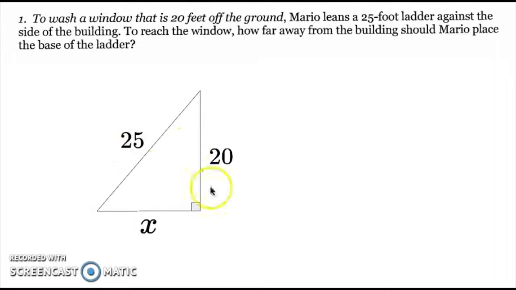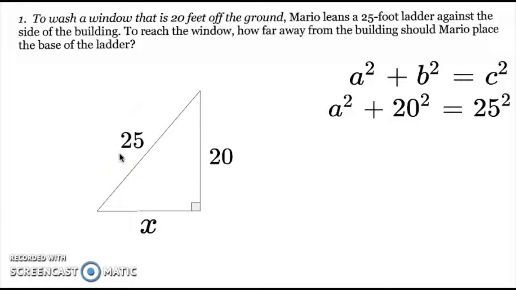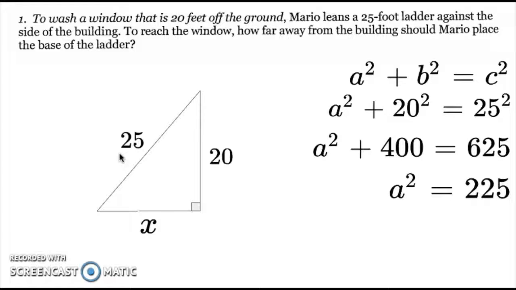We're given 2 out of 3 sides of a right triangle, so we use the Pythagorean theorem. 25 is c, so we have a squared plus 20 squared equals 25 squared, which is a squared plus 400 equals 625. Subtract 400 on both sides, you get 225. Square root of 225 is 15, so you will have 15 feet as the answer.